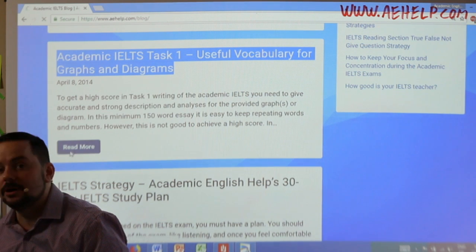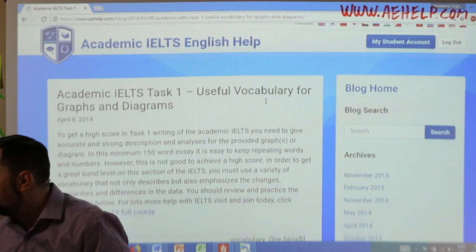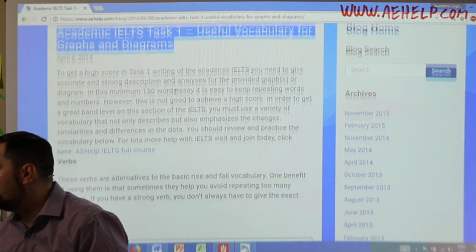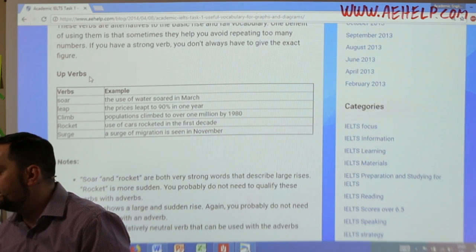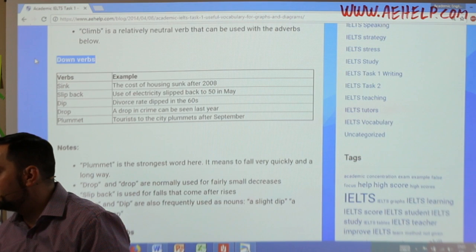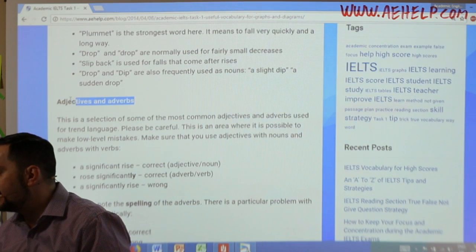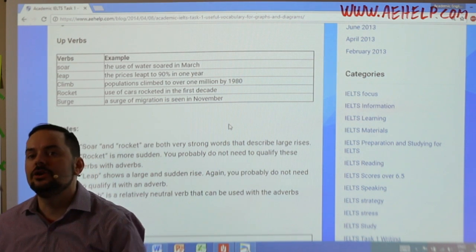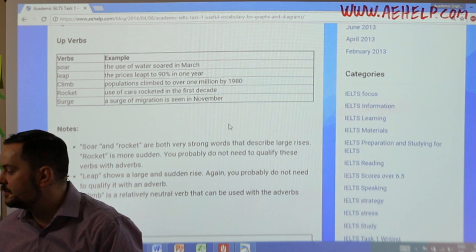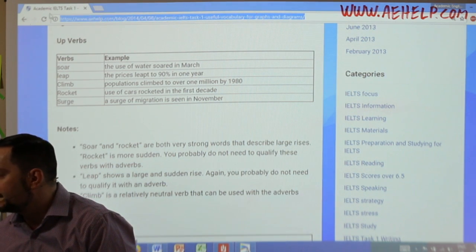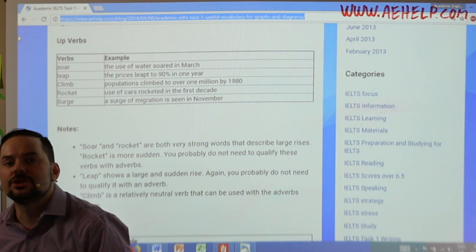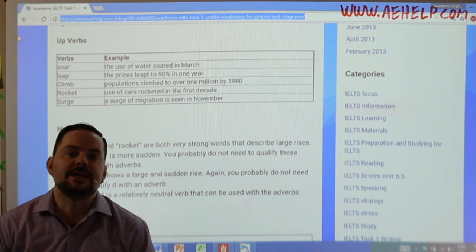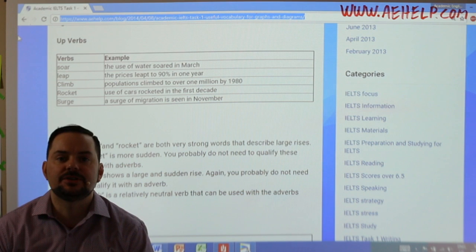And then when you click on Read More, which is just beside my head here, then you will see a description of what you need to pay attention to for IELTS Task 1. And then there will be a nicely organized list of up verbs here, of some down verbs here, and then some important notes, adjectives, adverbs. So anyway, make sure you go to our website and check out this vocabulary. Again, you will see the URL in your stream description, okay? So this website address at the top, it's in your stream description. So after the lesson or during the lesson, you can open a new window and then copy paste that URL in, and then you can get that vocabulary to study later on.